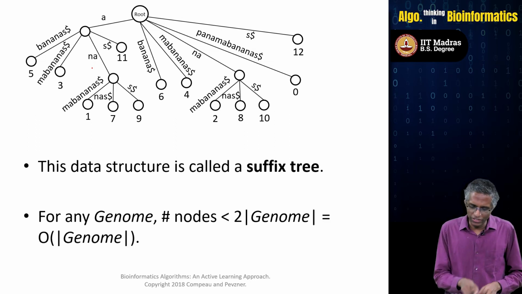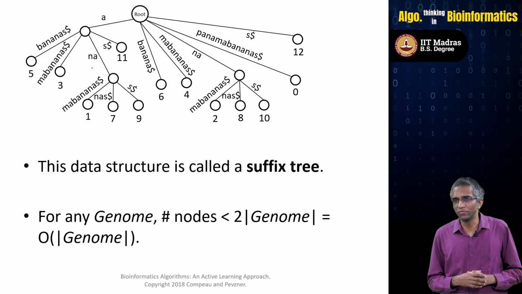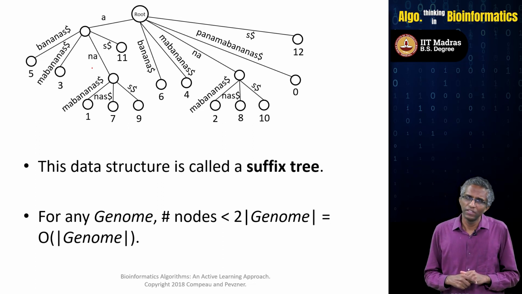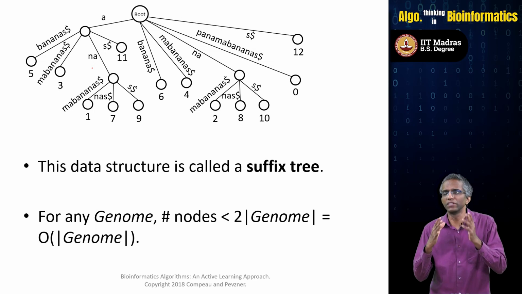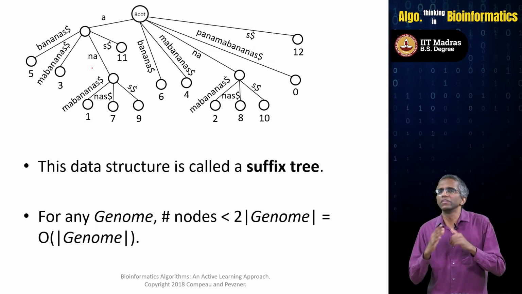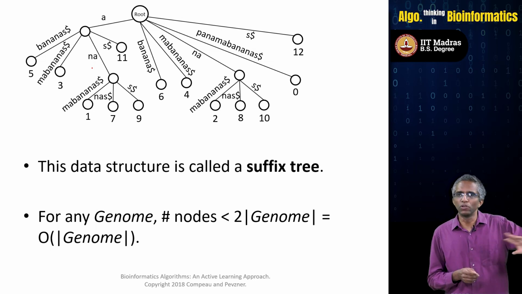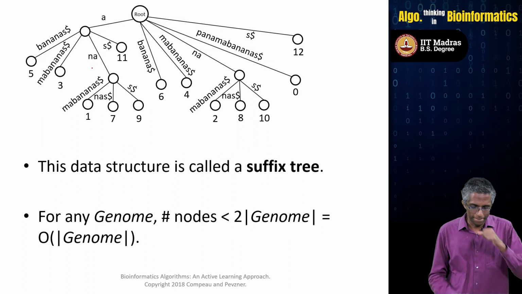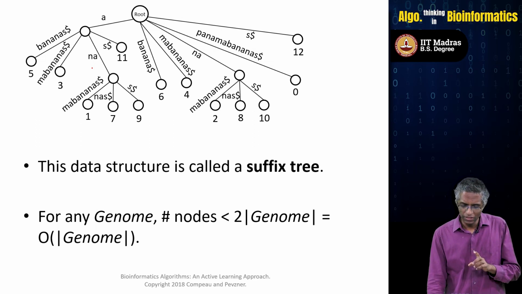So for any genome, the number of nodes here is going to be less than 2 times the size of the genome. Why is that? The number of nodes in the tree is the number of leaves plus the number of internal nodes. The number of leaves is the size of the genome. The number of internal nodes is also at most the size of the genome, because we have removed all the non-branching parts. So it has been compressed and compacted, and so we have a tree that is linear in the size of the genome.